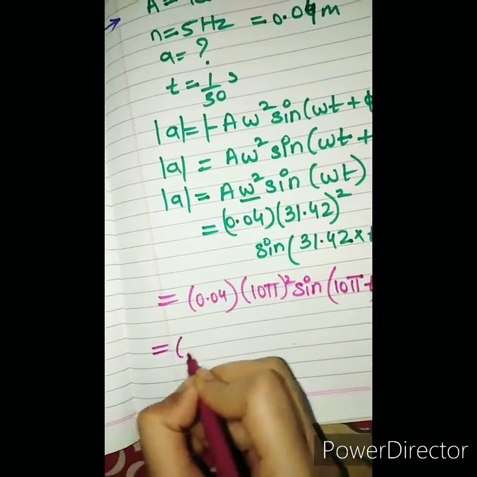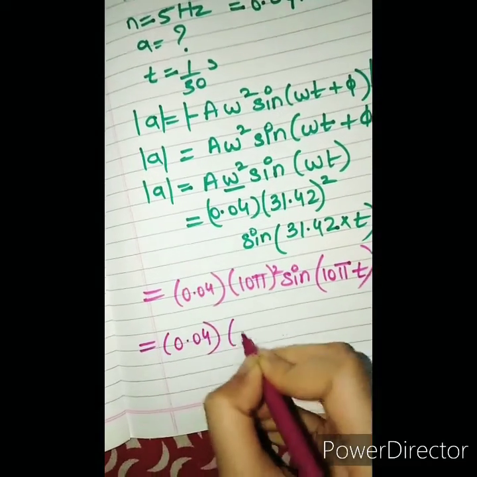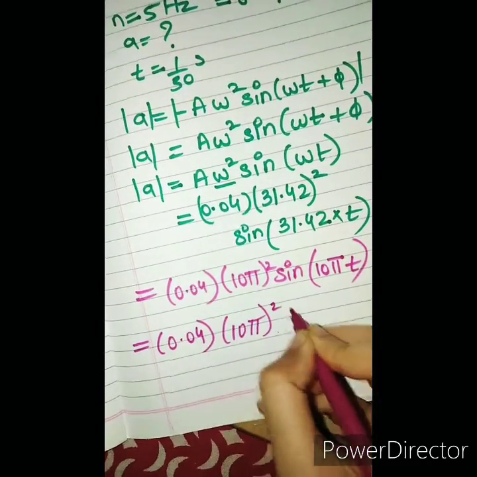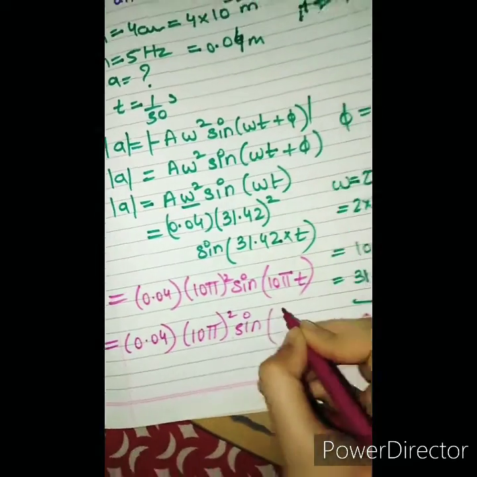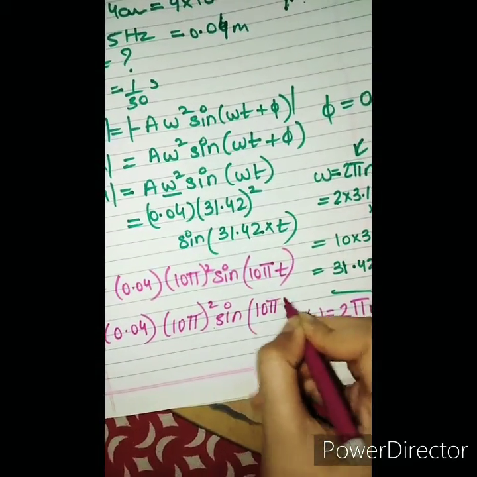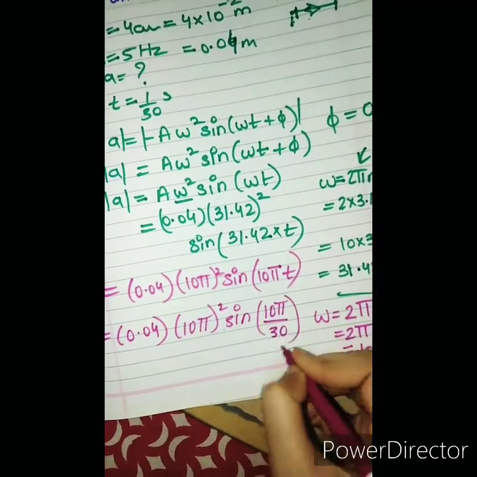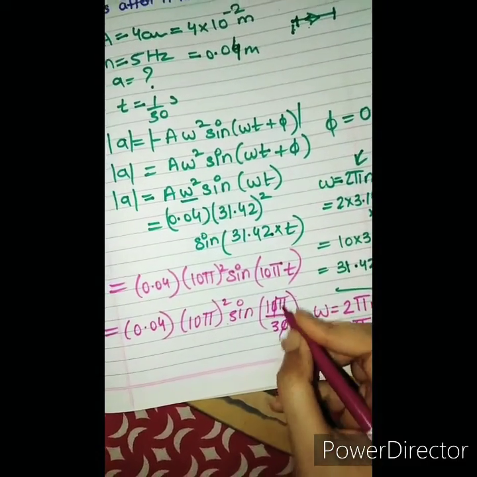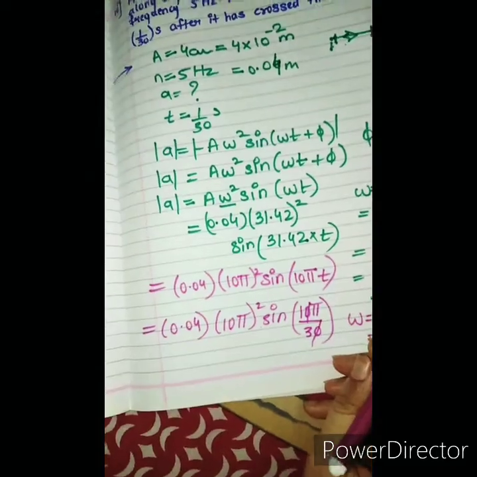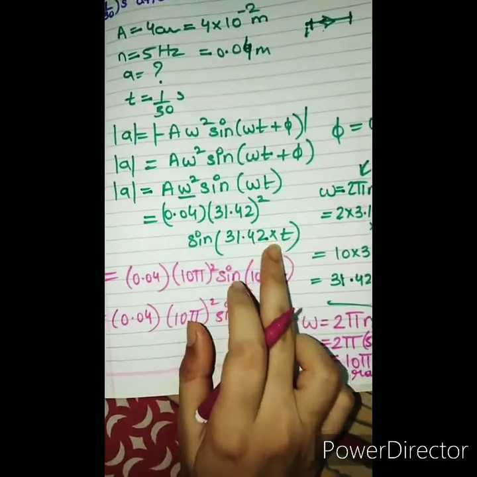Great. Now after that, 0.04 into 10 pi the whole square into sine 10 pi t. What is t? It is nothing but 1 upon 30. So here 0 and 0 get cancelled. We have pi upon 3. See, this is easier.